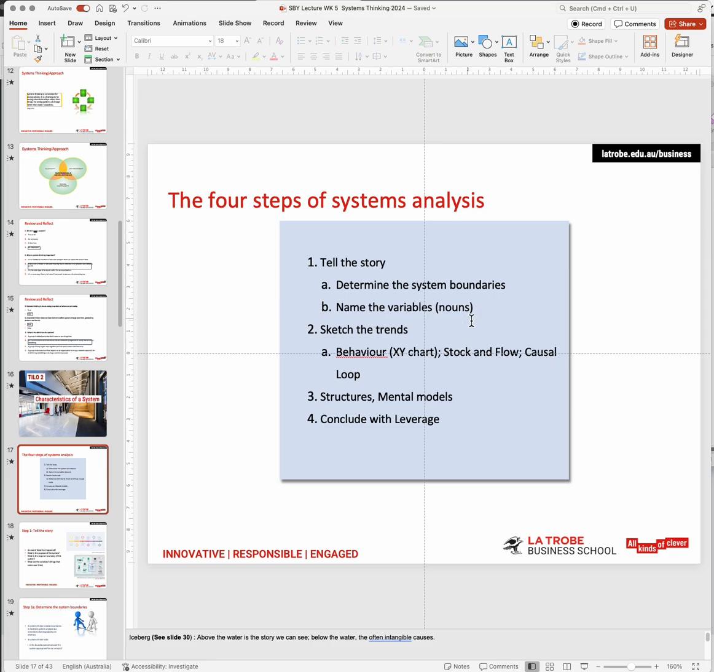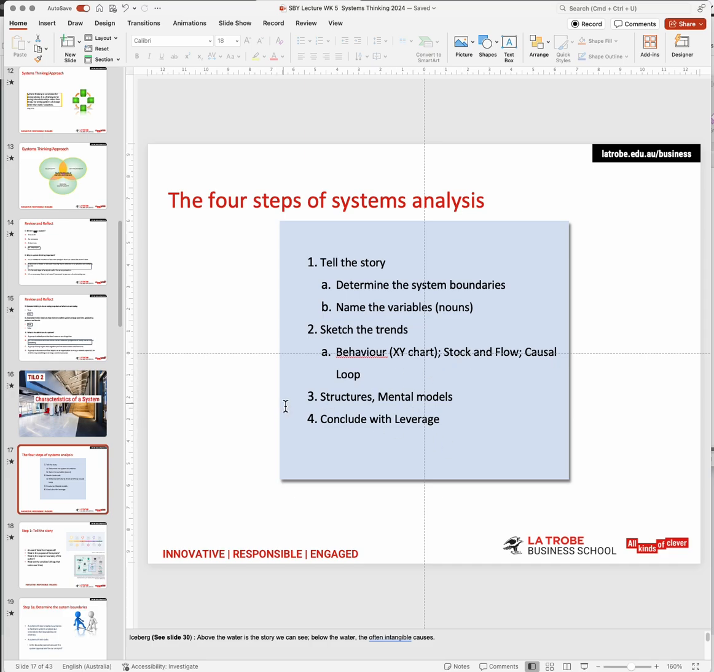And then the second part, and so, all of that is just telling the story. That's all visible. It's not difficult to discover that. You're able to see that part of the problem easily. Then we want to sketch the trends. We want to visualize the variations that we're seeing. And we're going to investigate 3 different ways of doing that: an XY chart, stock and flow, causal loop. We'll look into that in a moment.